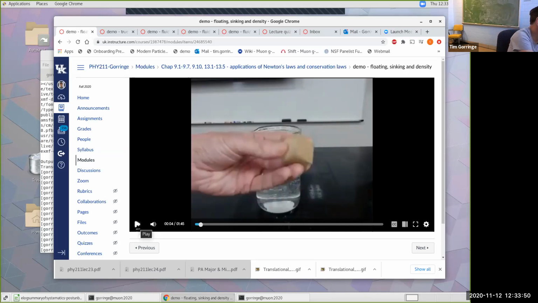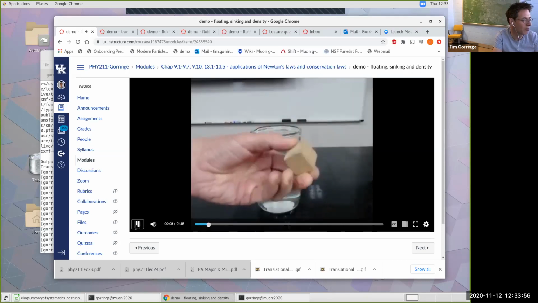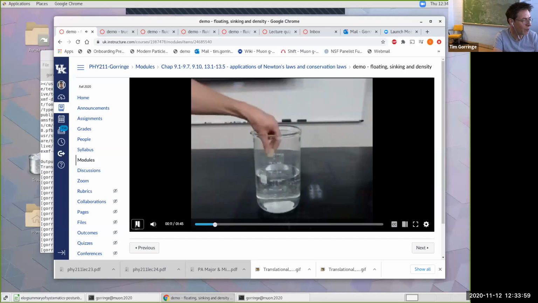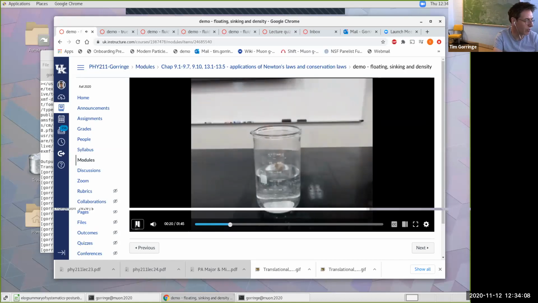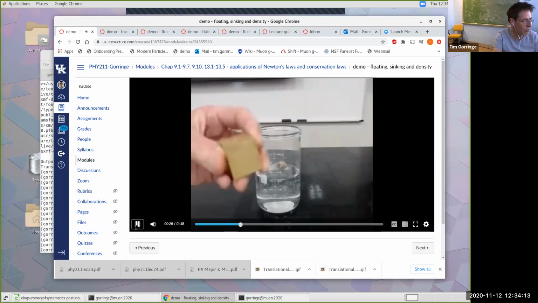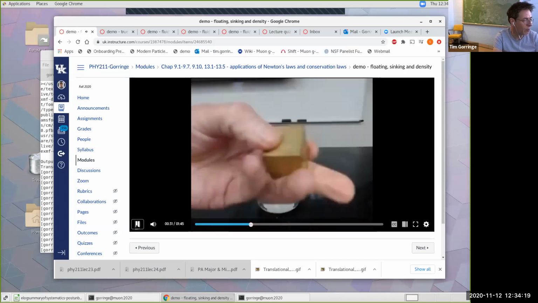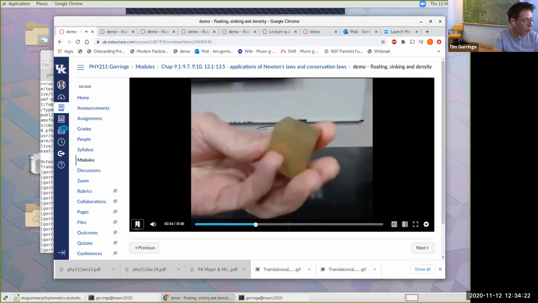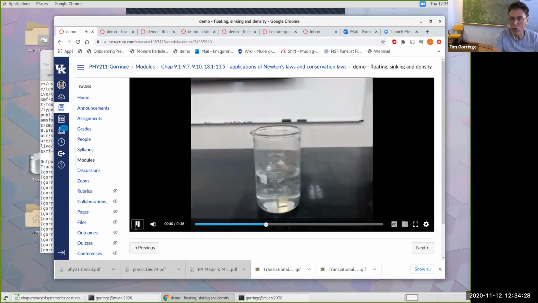And so I think this first object is a wooden object. It was a piece of pine, I believe, which is a relatively light wood. And it floats. So why does it float? That's an interesting question. And then I came along, I had to go down to the department safe for this one. This is a cube of gold, and I'm going to drop that cube of gold into the tank of water, and let's see what happens there. And of course, that object sinks, and there it is, right at the bottom.